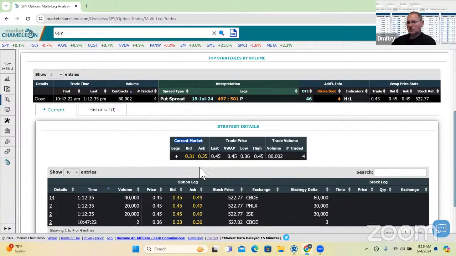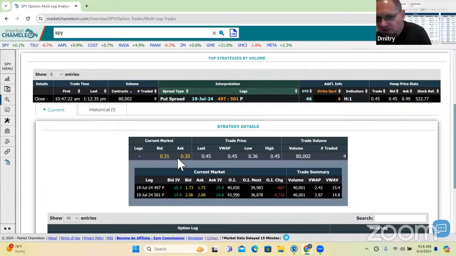Okay. These are the summary stats. So the last price it traded at 45 cents. VWAP 45. It did trade as low as 36 cents. The high 45 cents. And if we want to open that up, we could get more details here.